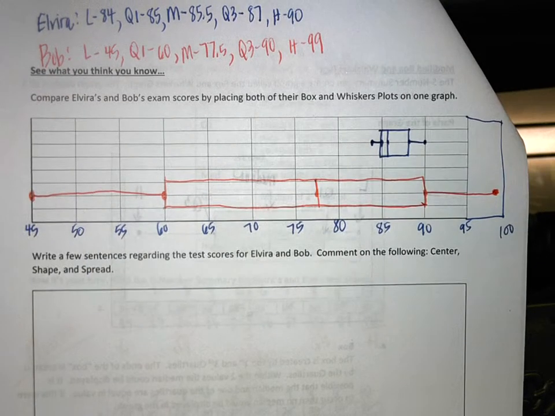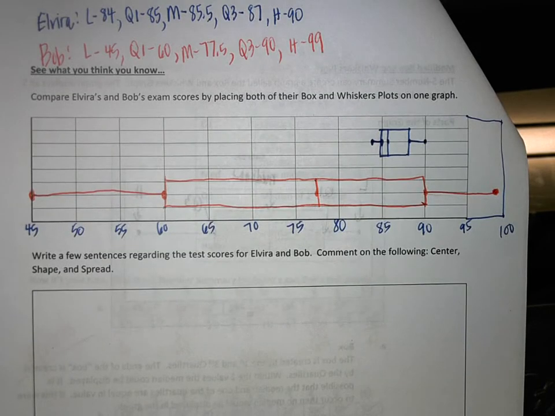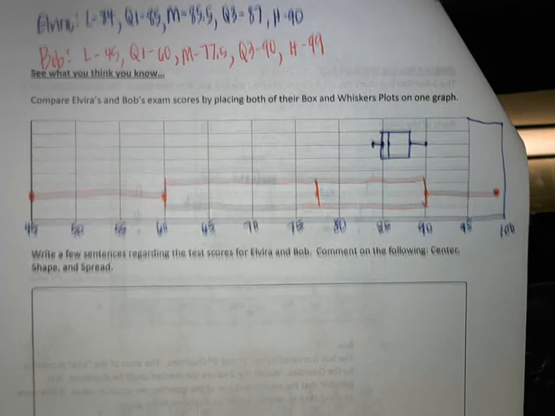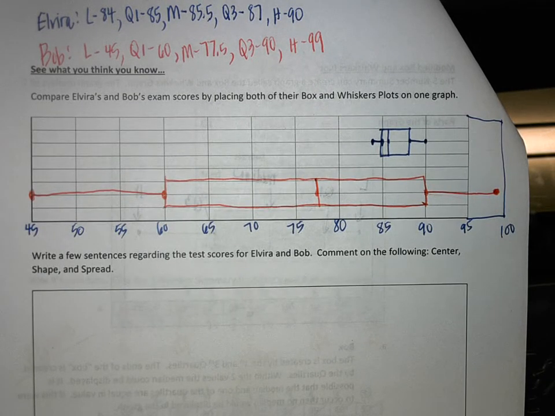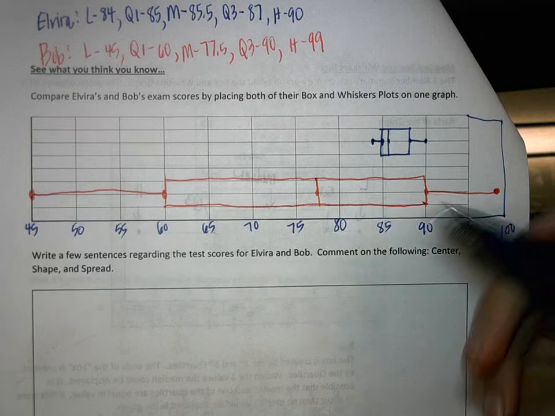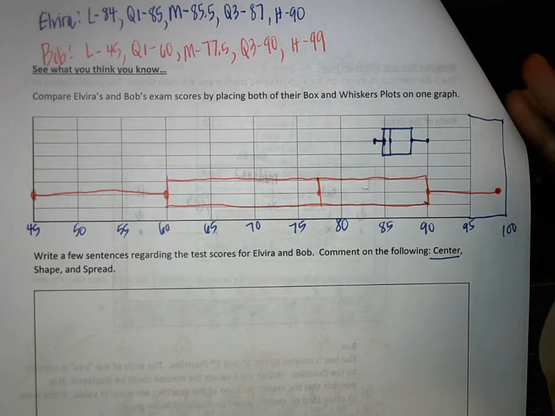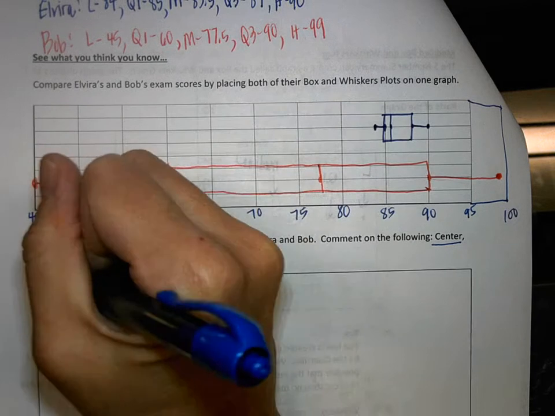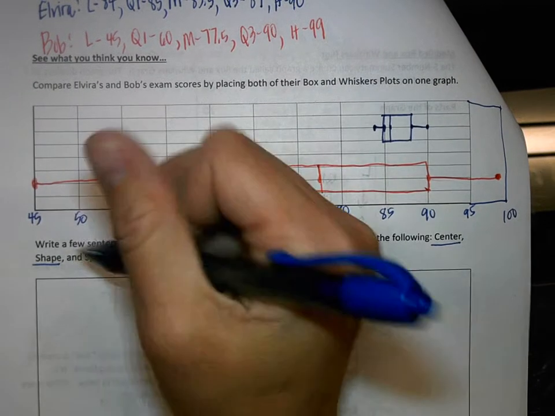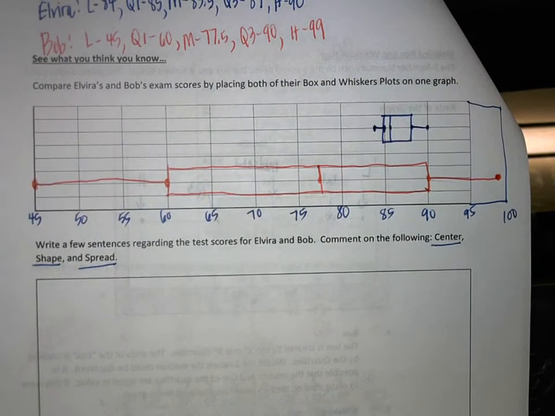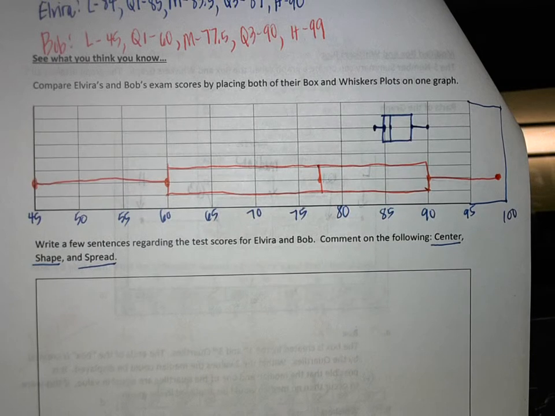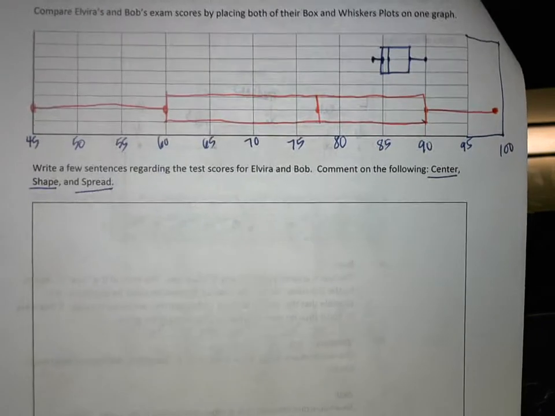So who has a bigger spread of data? Bob. Okay, and so this next part says, write a few sentences regarding the test scores for Elvira and Bob. And it specifically says to comment on the center. What is also the center? The median, good. The shape, okay, and the spread. So I'm going to write this for you so you get an idea of what is expected for writing.